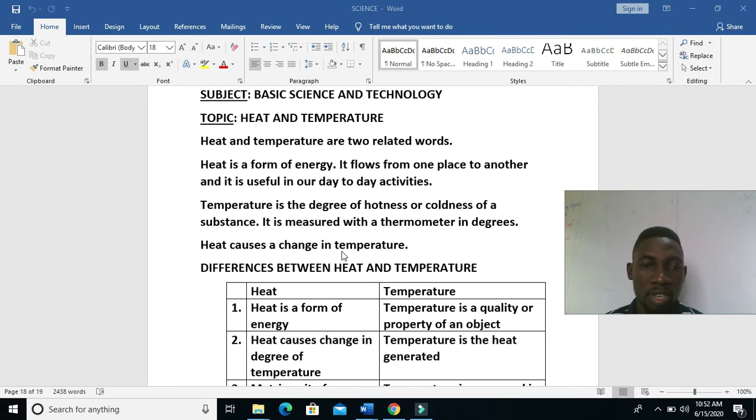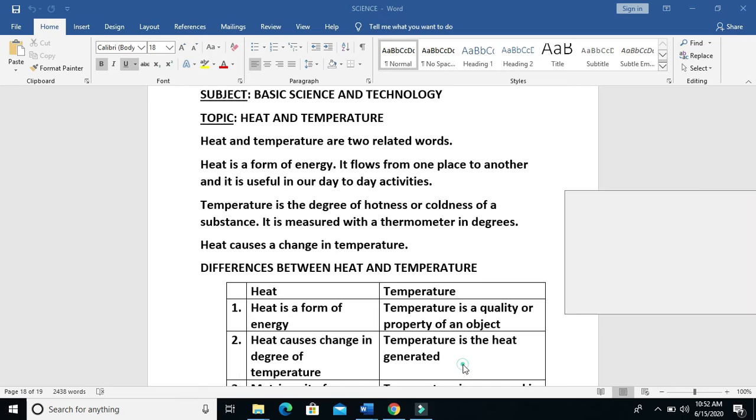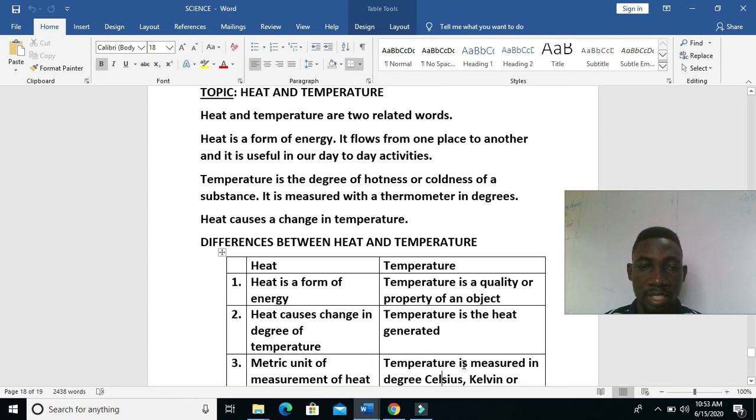So quickly we take a look at the differences between heat and temperature. In as much as they are related, they have their differences. So number one, heat is a form of energy, we've mentioned that, but temperature is a quality or property of an object, okay? Number two, heat causes change in degree of temperature. We have said that heat brings about change in temperature, but temperature is what? The heat generated. Is the heat generated.